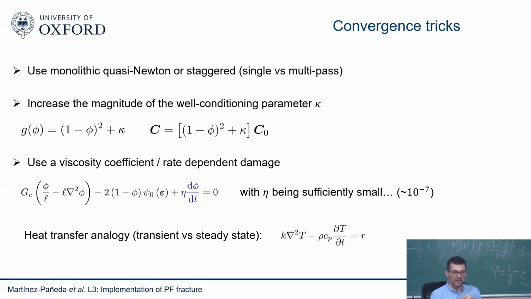It will give you an extra bit of convergence capabilities, and it will come at no effect whatsoever because 1 to the minus 7 is still very small. So you won't see any effect on the force displacement curve, on the crack trajectories. Everything will remain the same.